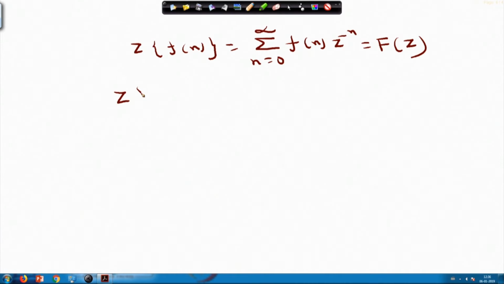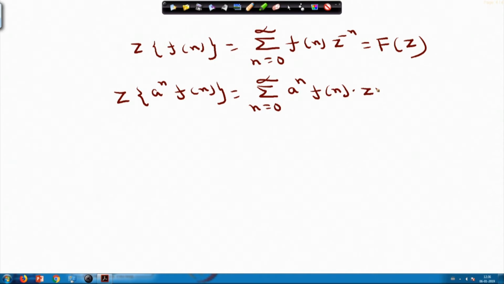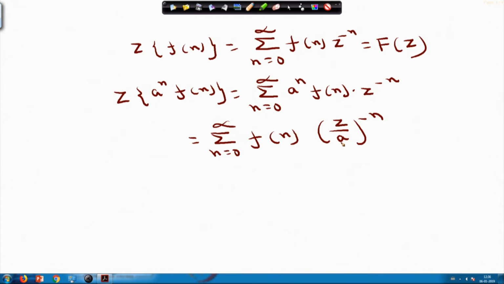Now, Z transform of a to the power n f n is equal to summation n equals 0 to infinity, the function is a to the power n f n into z to the power minus n, and this equals, you can write, summation n equals 0 to infinity f n into z by a to the power minus n, so that a to the power minus n becomes a to the power n.